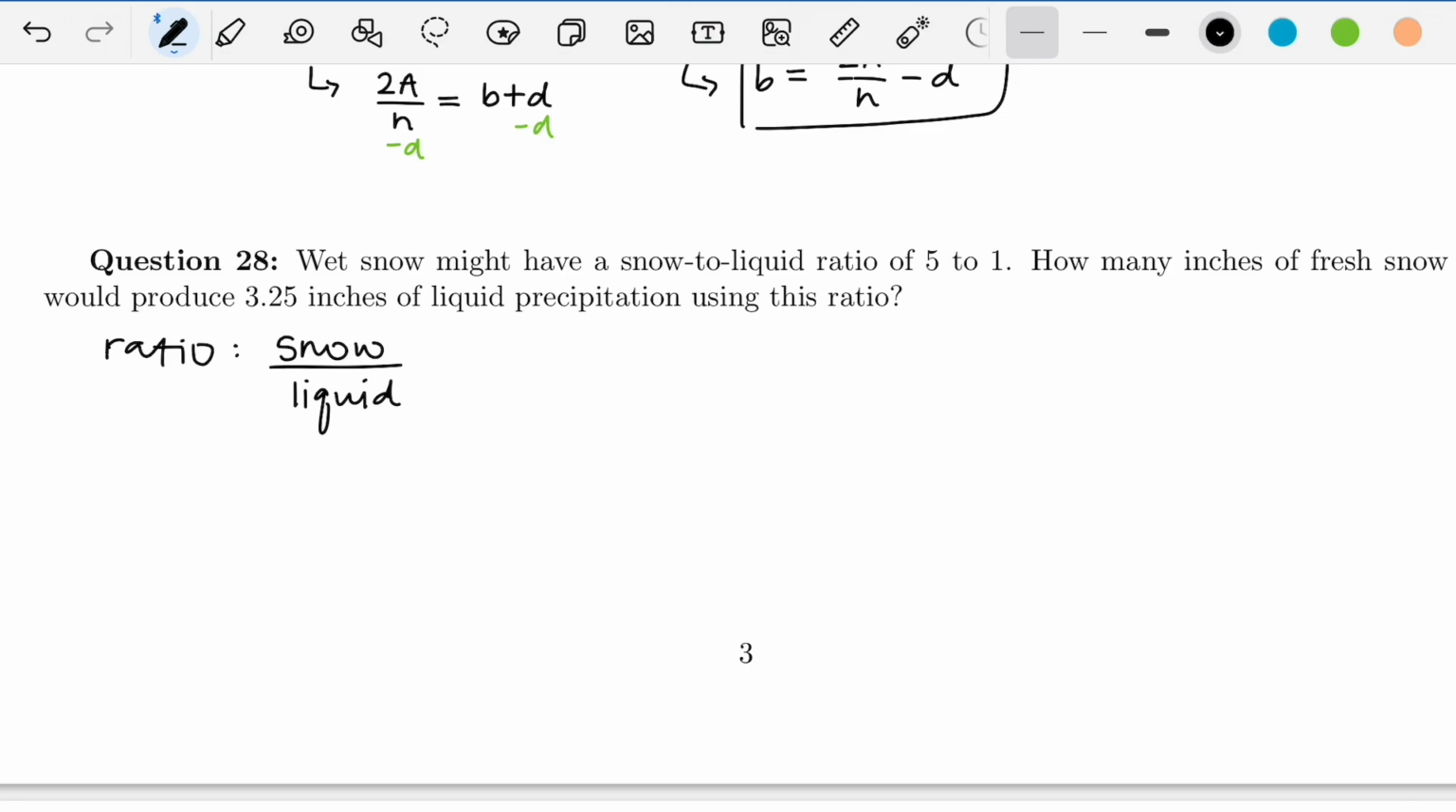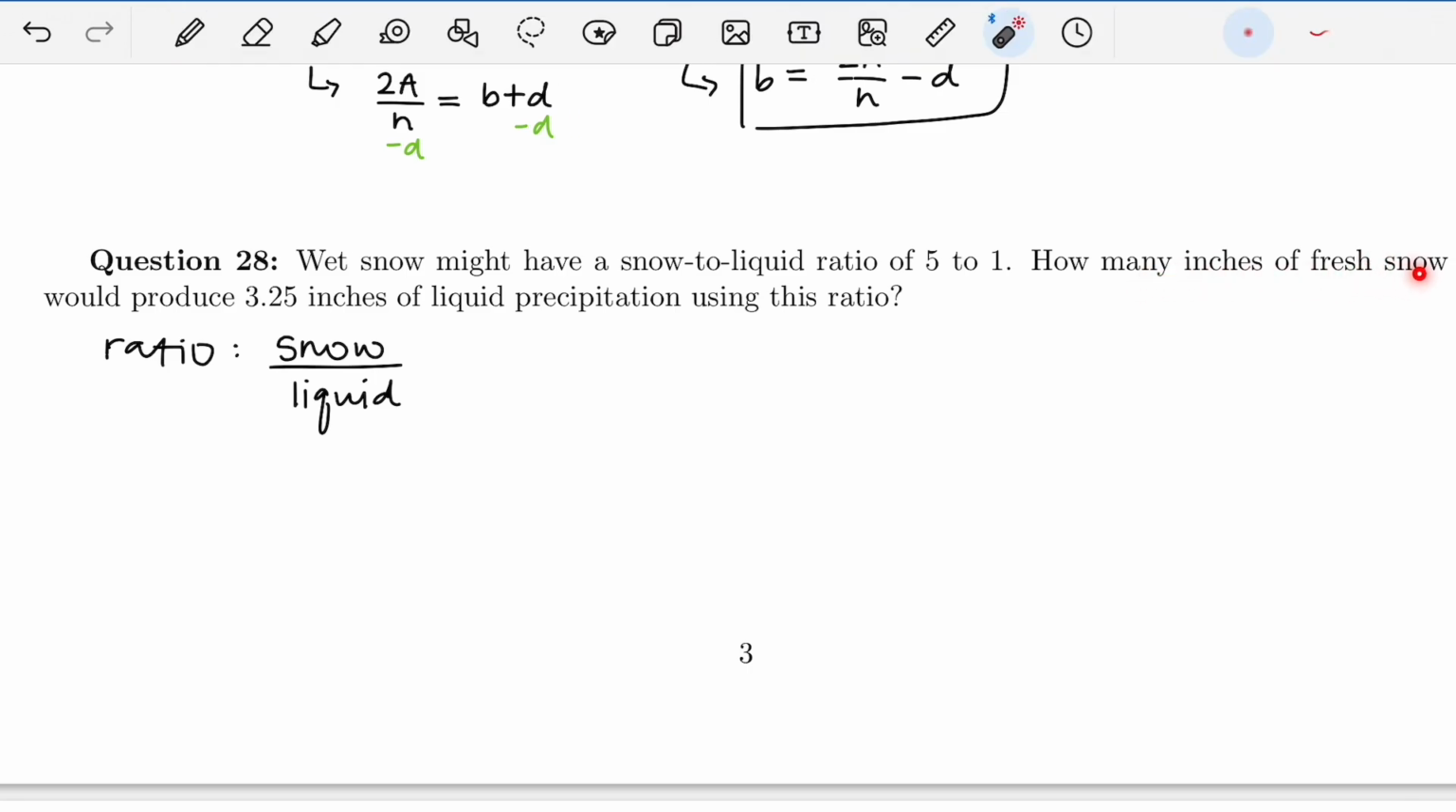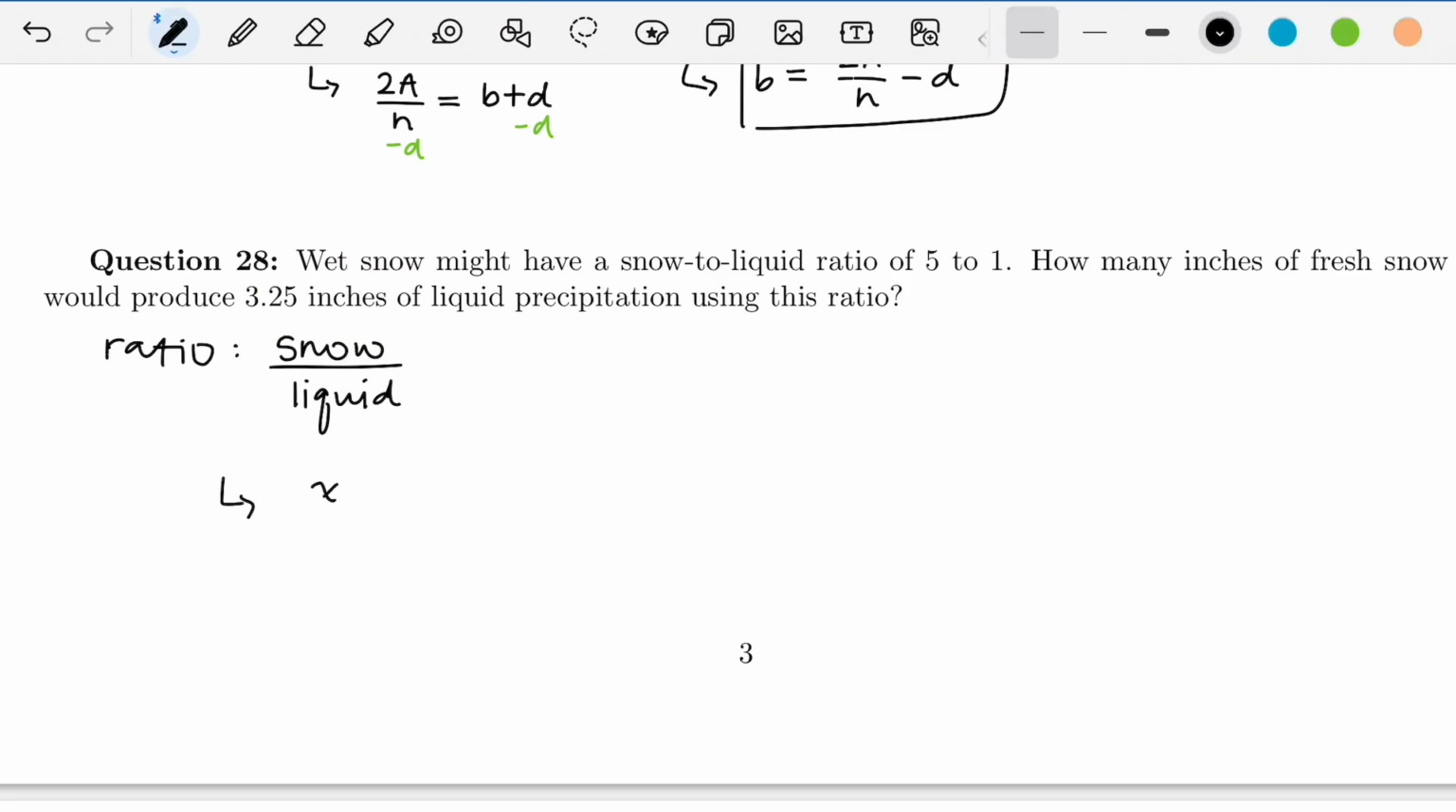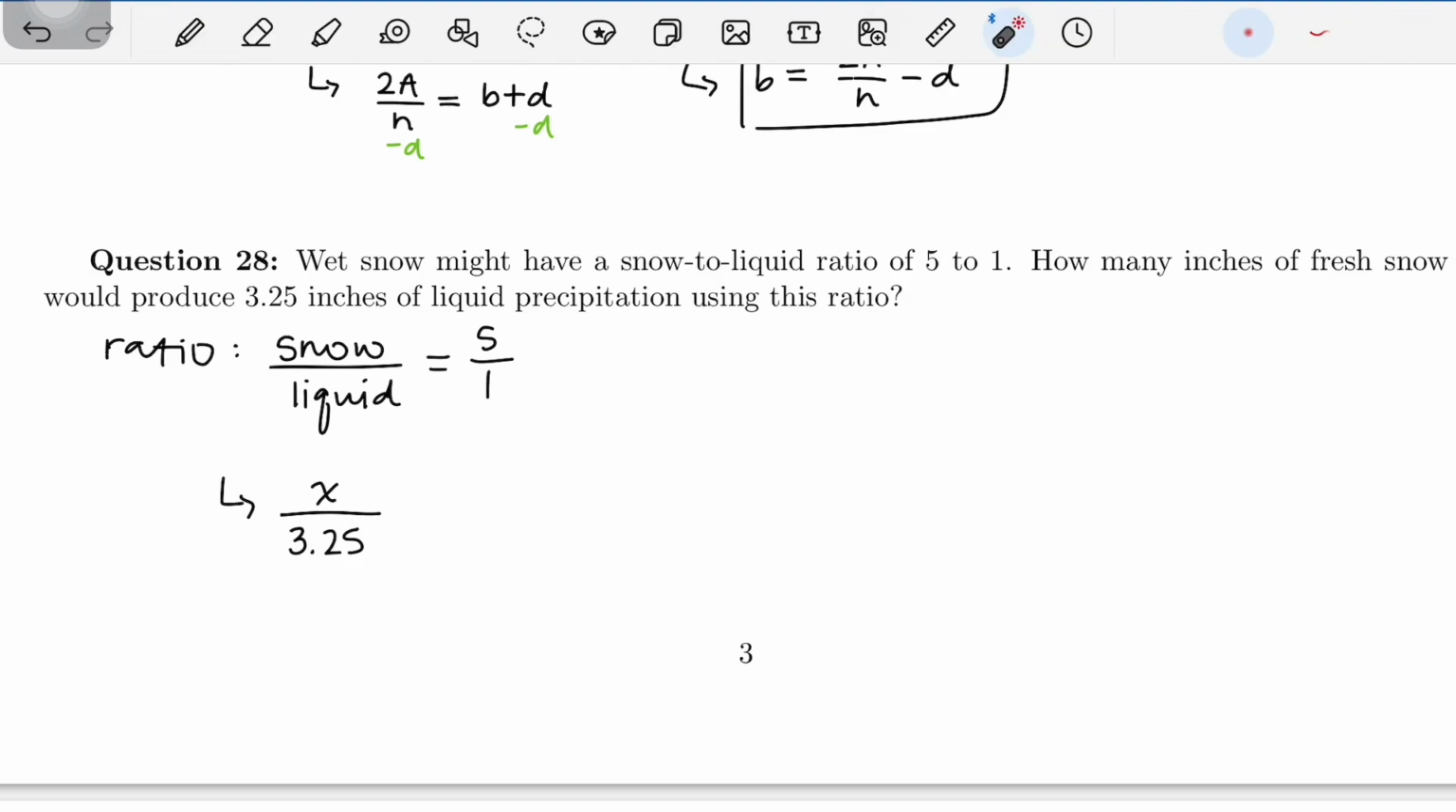So what we want to do is figure out how many inches of fresh snow would produce this much liquid. So as a fraction, we could write it like this here. We're going to put x on the top because that's our unknown value, the amount of snow that we're looking for. And in the bottom here, we'll put the amount of liquid that we have in inches. So as we know, this snow to liquid ratio is 5 to 1. So this means that for every 5 inches of snow, we're going to have 1 inch of liquid. So every fraction of this form, inches of snow compared to inches of liquid, can always be reduced to this ratio, this 5 to 1 here.